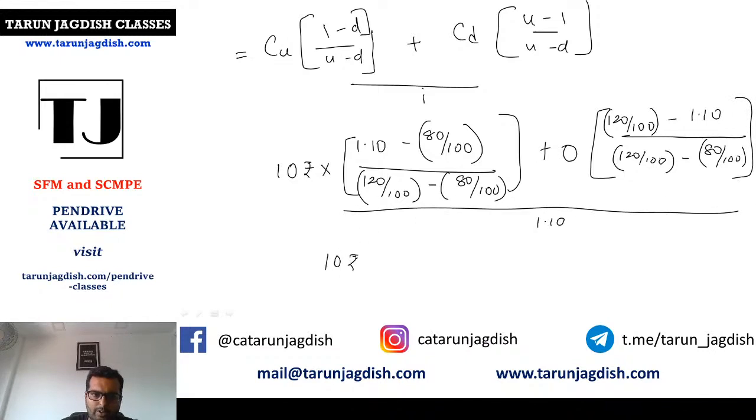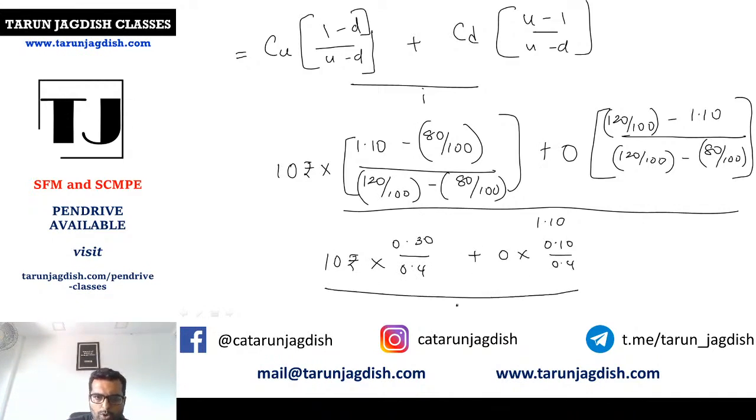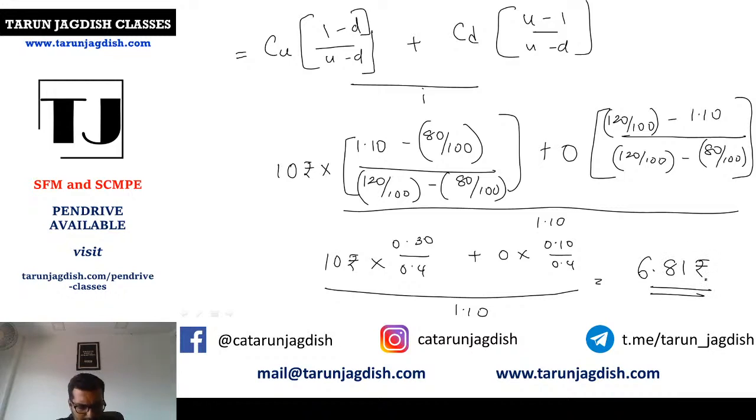Okay, that will be 10 rupees into 0.3 divided by 0.4 plus 0 into 0.1 by 0.4, whole divided by 1.1. If you solve it, you will get the answer as 6.81. Are you familiar with this number? This is exactly the same number we got under institutional model also. Write down, then I'll tell you how this answer tallies with that answer.